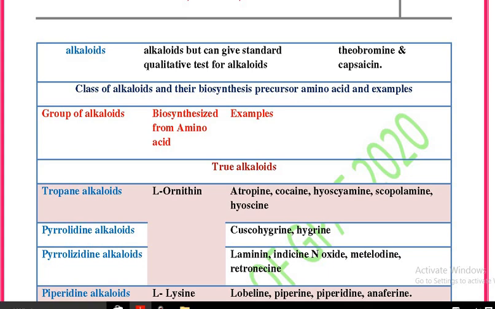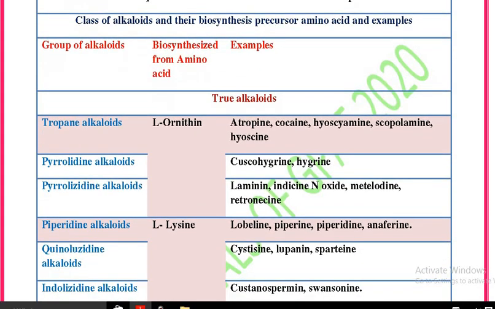Okay, so the next point is classes of alkaloids and their biosynthetic precursors. This is an important point for GPAT as well as NIPER. So we will take them one by one.